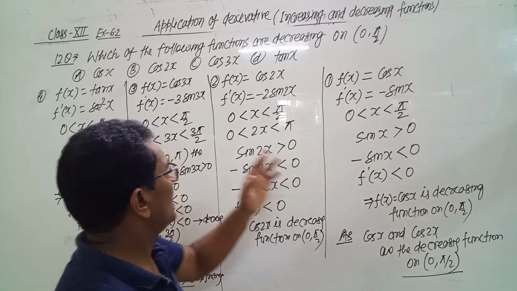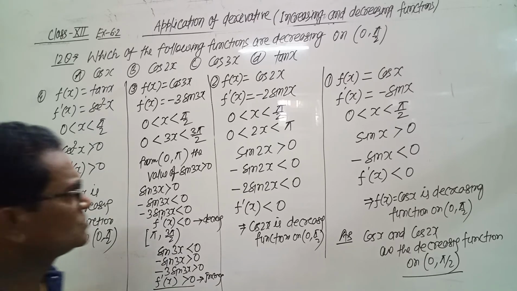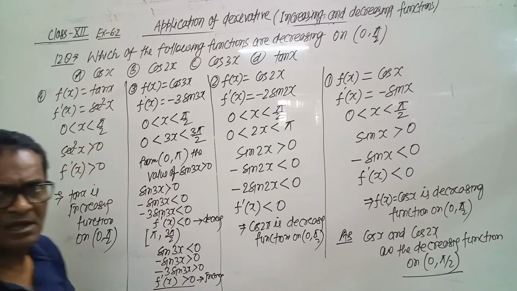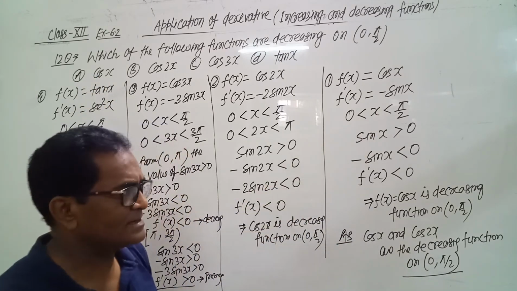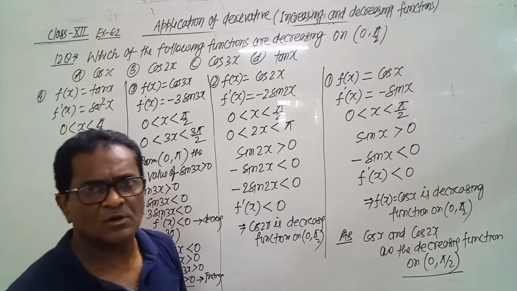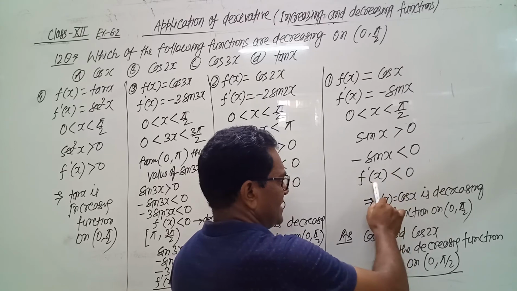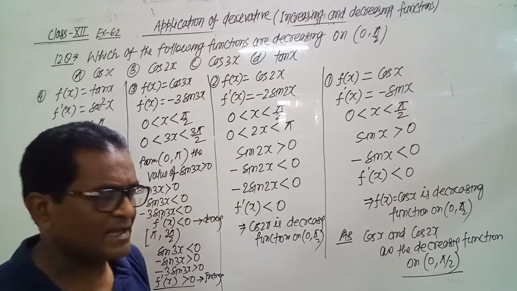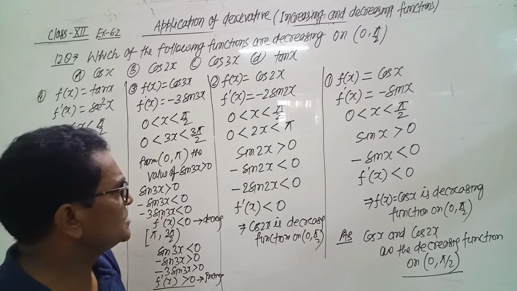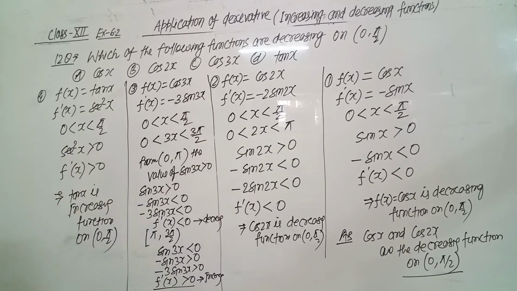Let us see once again. We have been given, which of the following functions are decreasing on 0 to pi by 2. Firstly we take the first function, f x equals cos x, its differentiation is minus sin x, and from 0 to pi by 2 the value of sin x is greater than 0 because it lies in the first quadrant. If sin x is greater than 0, then minus sin x would be less than 0, so f dash x is less than 0, it means cos x is a decreasing function.